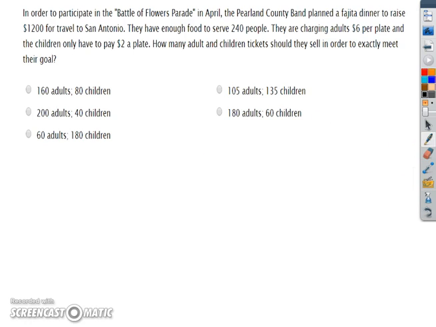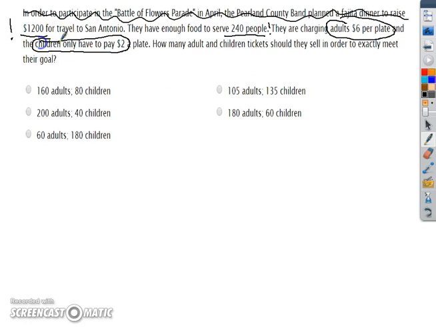This is, I guess you could call it the most difficult problem, because it's anyway the one that has all the steps to it. So first I'm going to annotate. In order to participate in this thing in April, blah, blah. Okay, this is all unimportant. Okay, they needed $1,200, so that's our first condition. They have enough food to serve a total of 240 people, that's our other condition. They're charging adults $6, so that's our first variable, and children are $2. That's our second variable. Okay, and then the question, how many adults and how many are children?